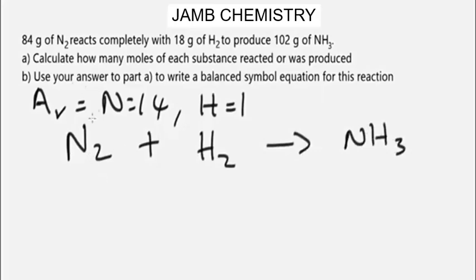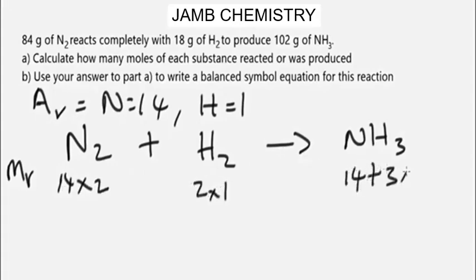Okay, now let's get the relative formula mass of the elements and compounds respectively. So that of nitrogen gas will be, since the relative atomic mass of nitrogen is 14, it's going to give us 14 times 2. This one gives us 2 times 1. This one gives us 14 plus 3 times 1. So when you break this down, this is going to give us 28. This will give us 2. This will give us, now 14 plus 3 gives us what, 17.